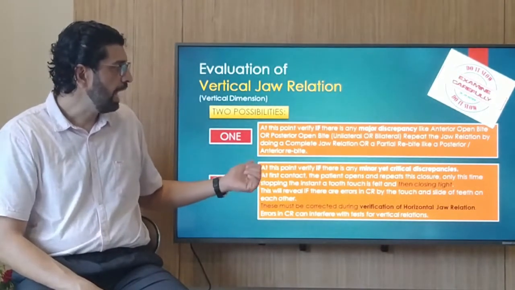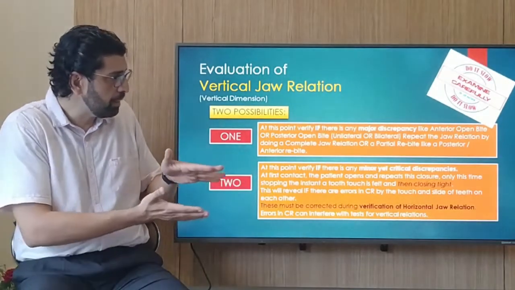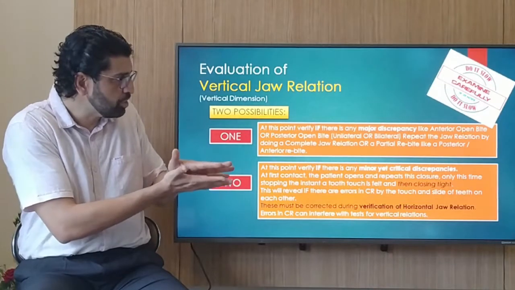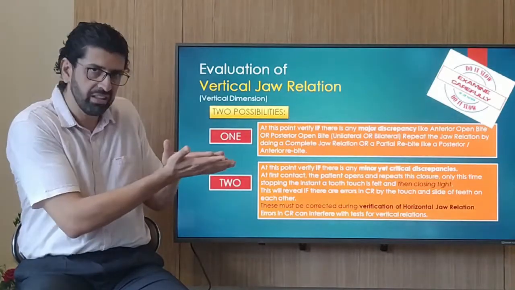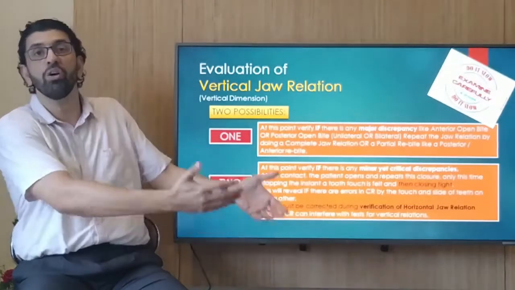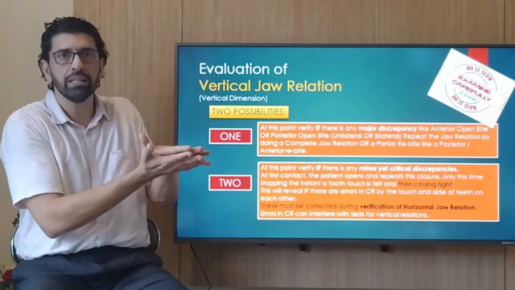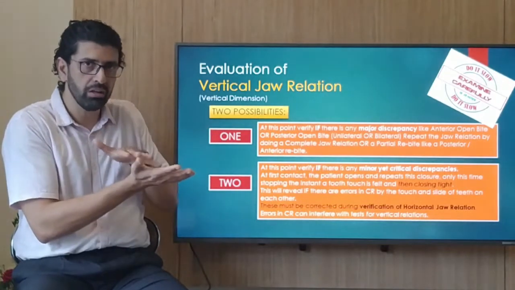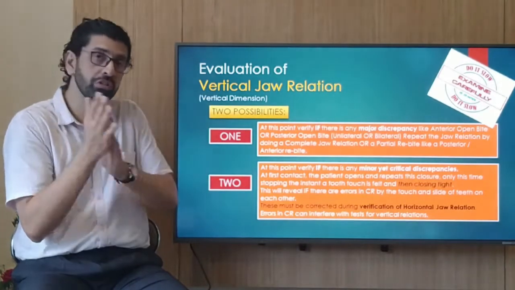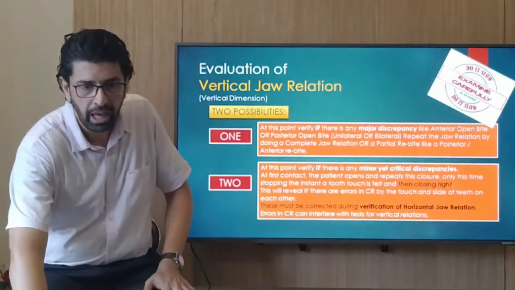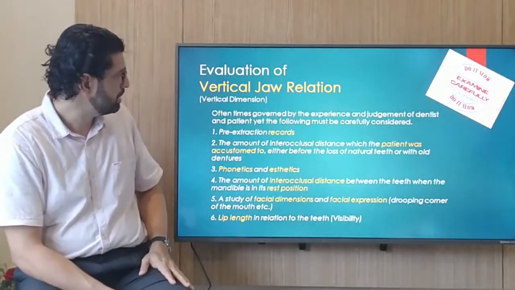Two, the other problem is if there are minor, sometimes critical, discrepancies, where the patient opens and repeats his closure, but when closing tight, you find there is a touch and slide. This touch and slide must be corrected at the horizontal jaw relation step. So if the patient is able to close and there is no obvious, huge, major open bite situation, but there's some touch and slide, wait for the next step. Right now, go ahead and complete the check of the vertical relation.